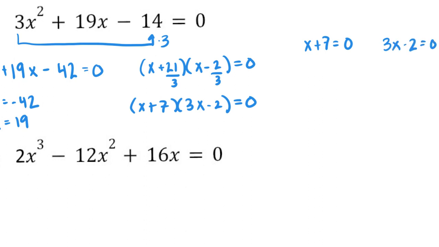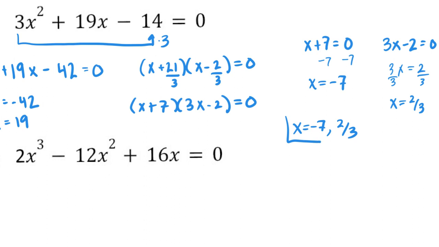So in this case, to solve for this one, we subtract the 7 from both sides. We get x is negative 7. On the other one, we're going to subtract the 2 over and then divide both sides by 3. There we go. So our answers are x equals negative 7 and 2/3.